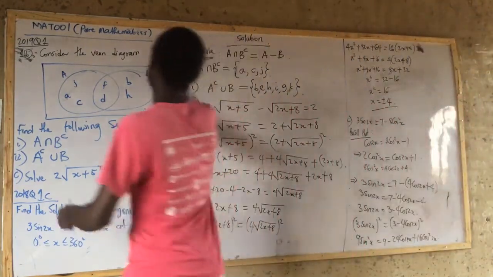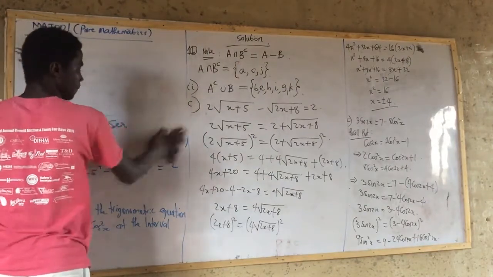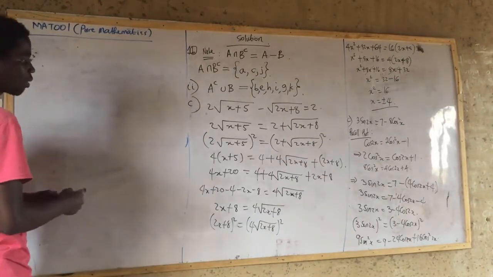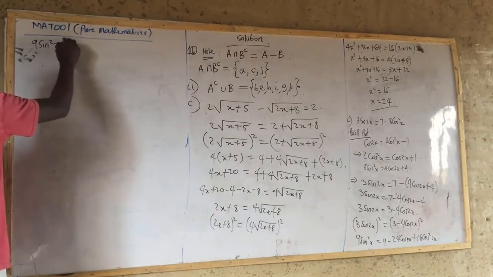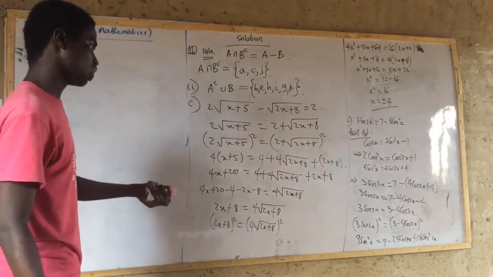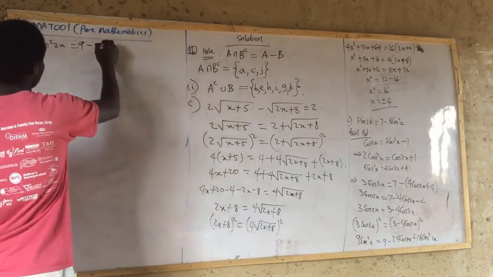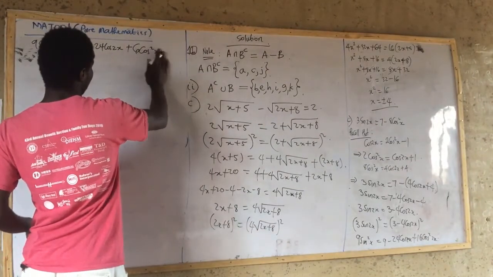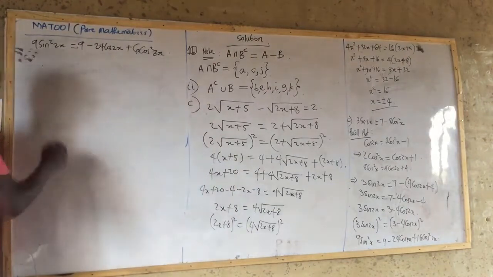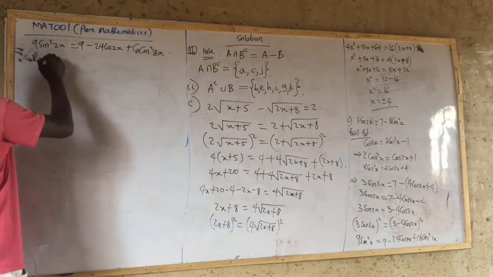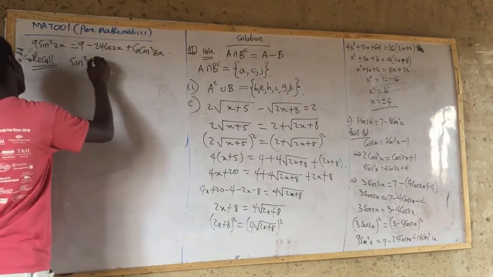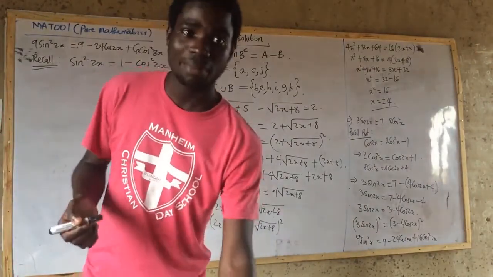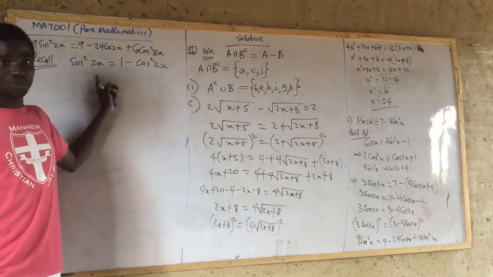So look at what will happen from there. I have 9 sine square 2x is equal to 9 minus 24 cos 2x plus 16 cos square 2x. So another identity you need to note that I'm going to use here is, recall that sine square theta equals 1 minus cos square theta. So here my theta is 2x. So sine square 2x equals 1 minus cos square 2x.